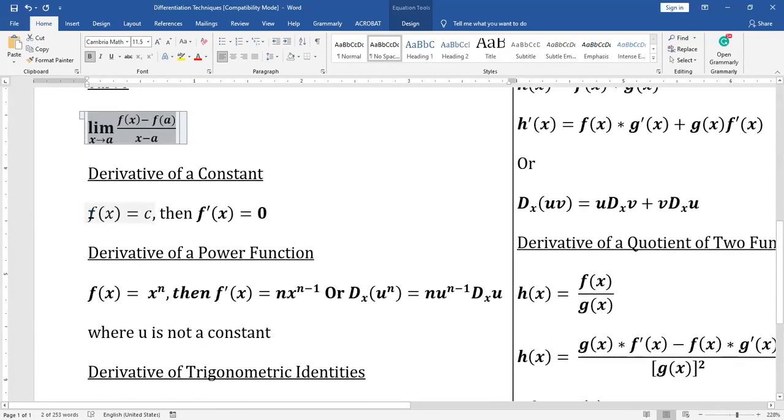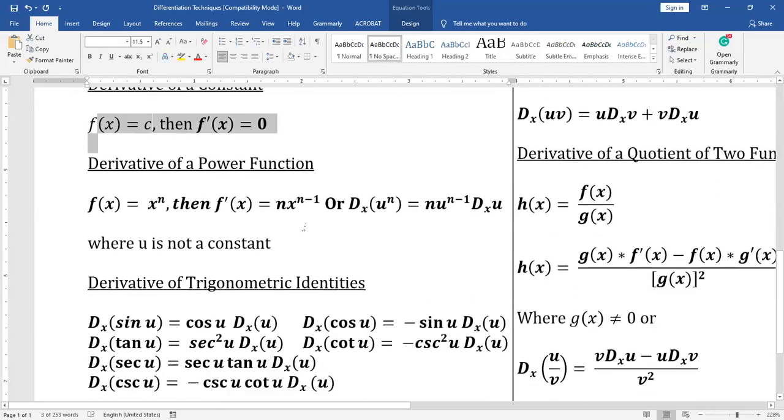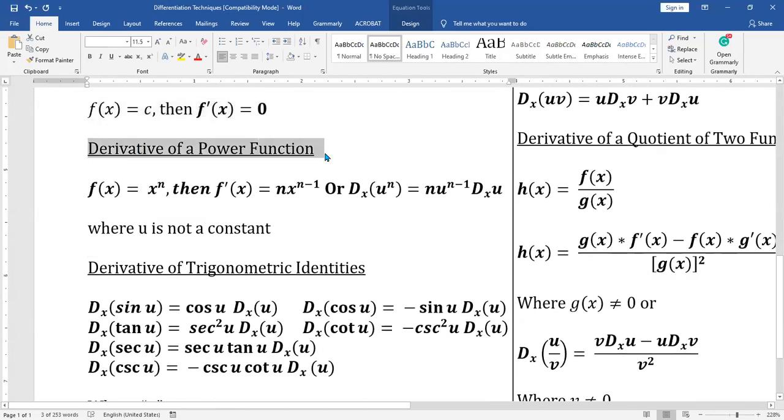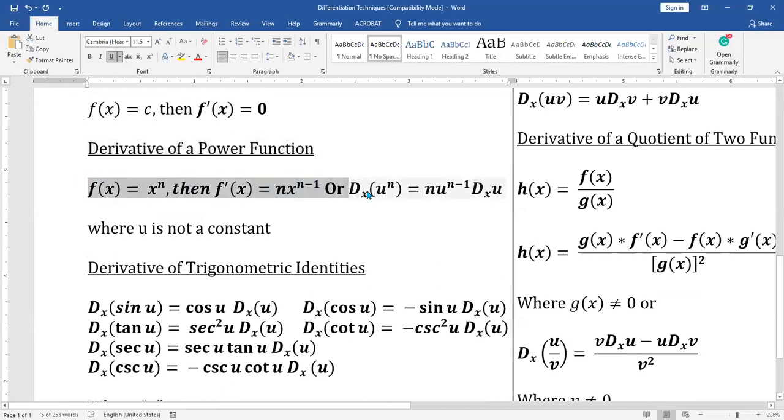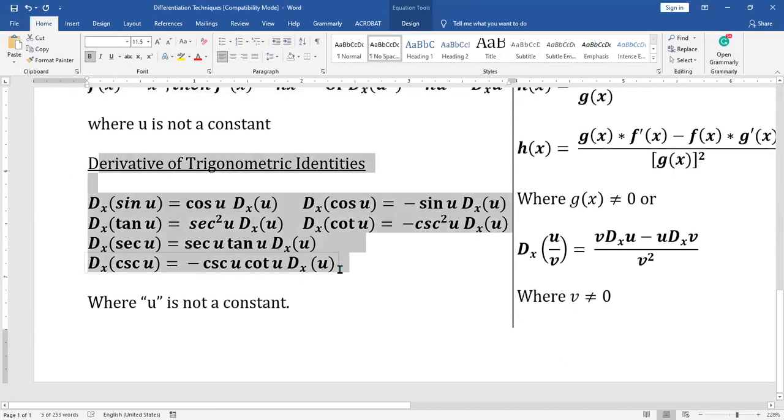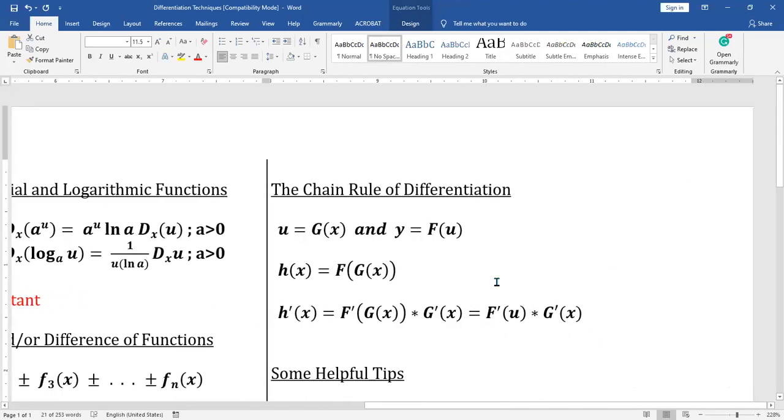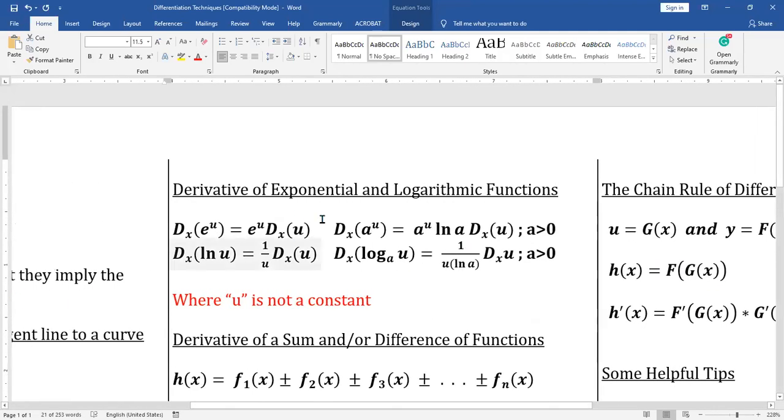So the first part: the derivative of a constant, we already know that's equal to 0, so we're done. Derivative of a power function, or the power rule. So we're done with this one here. And we're not yet done with this one here. This one is easier.